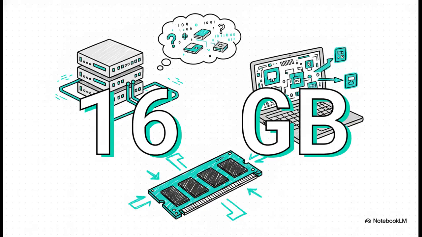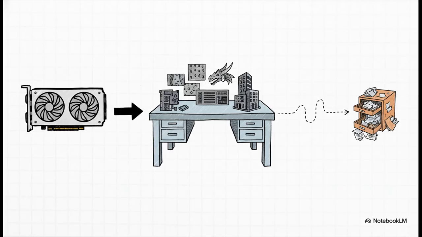All right, here's another key number we saw a minute ago, 16 gigabytes. But 16 gigabytes of what? And why is that number so important? This is the card's VRAM, or video RAM. It's its own dedicated, super-fast memory. The best analogy is to think of it as the card's personal workbench.